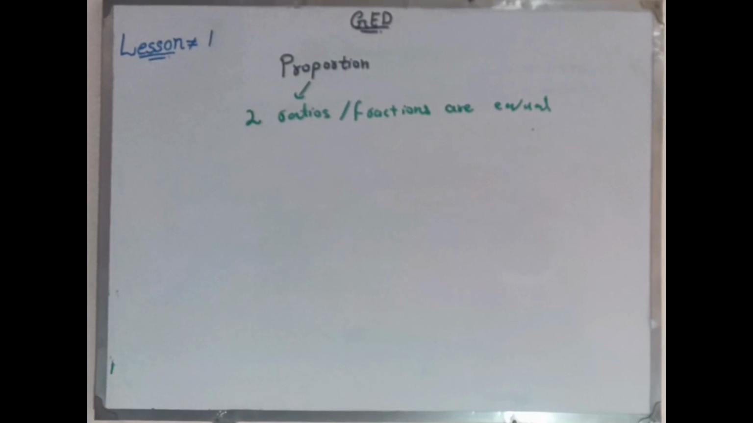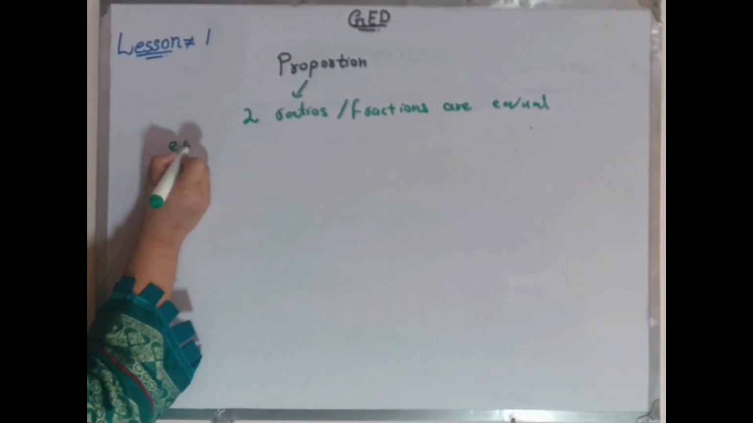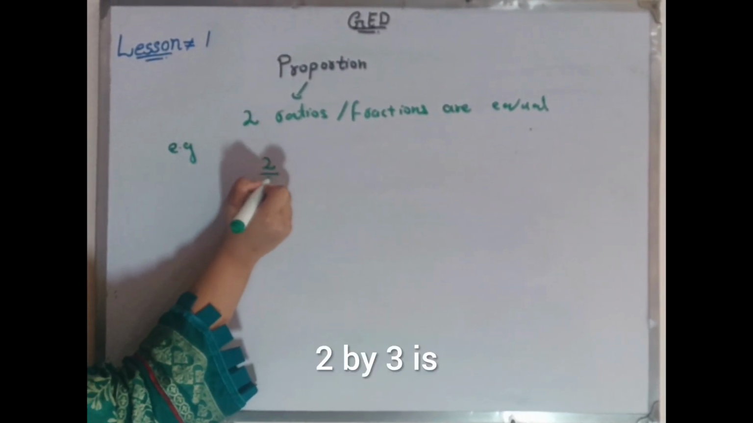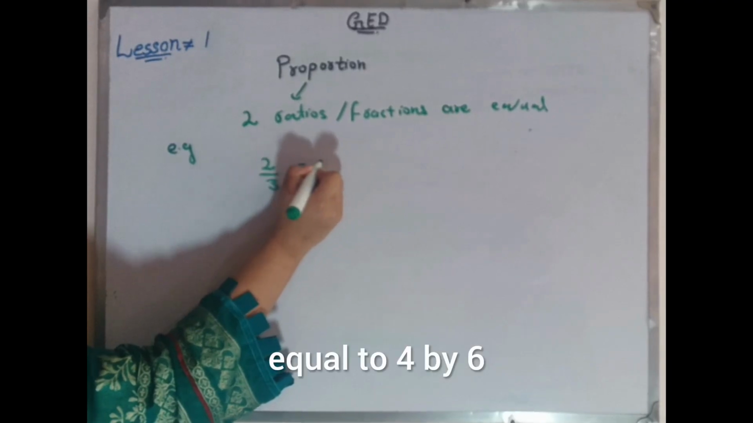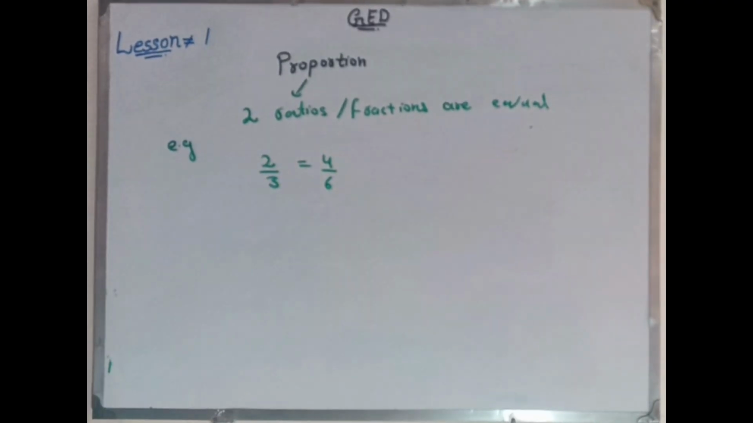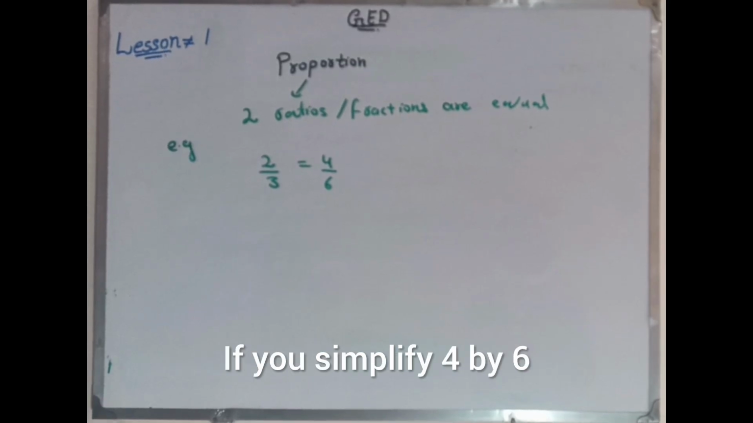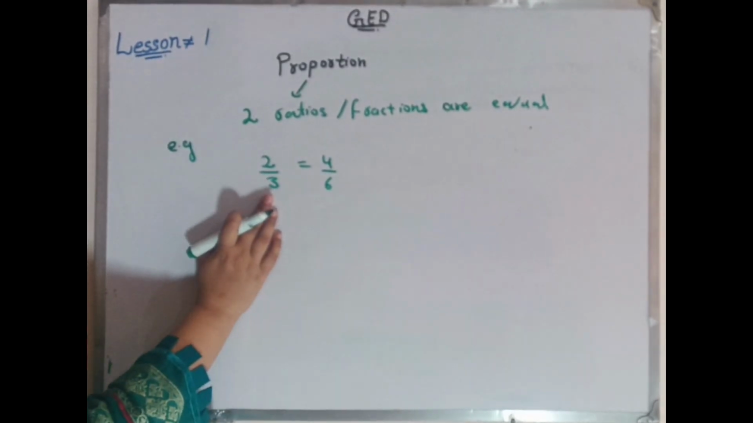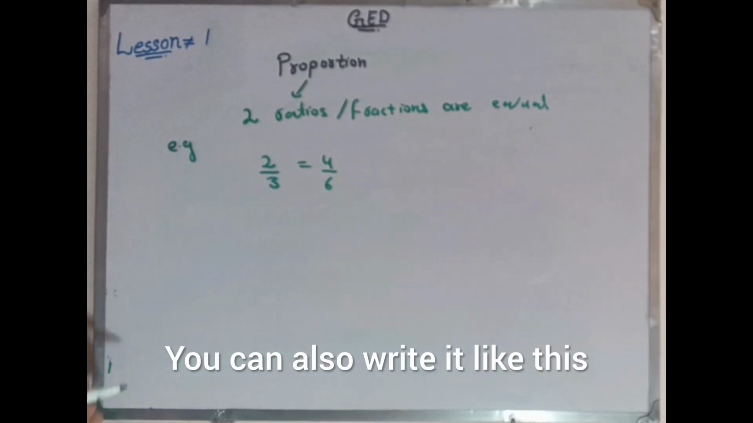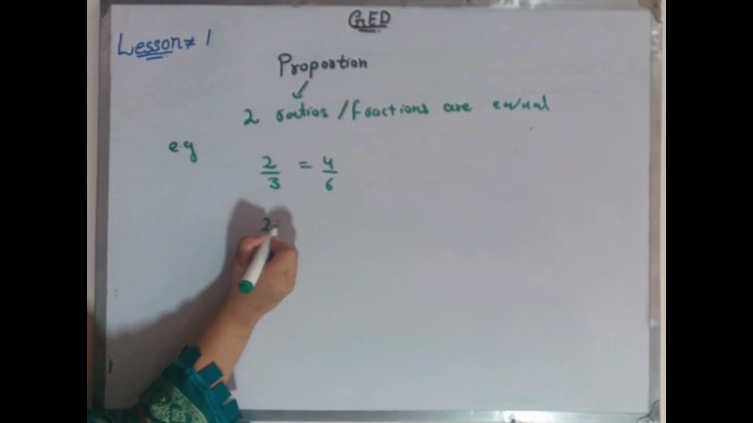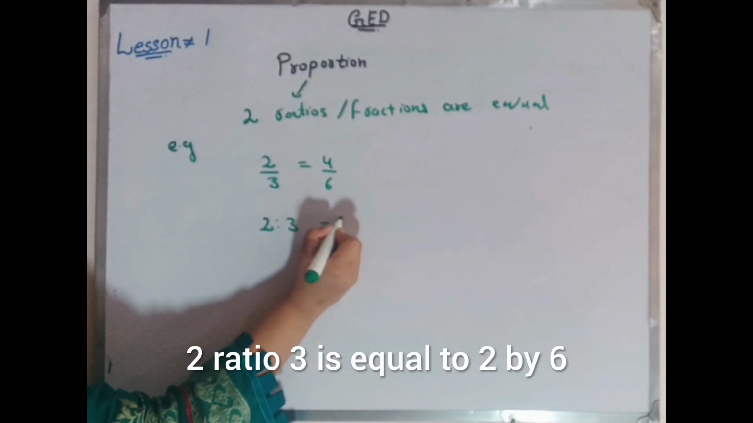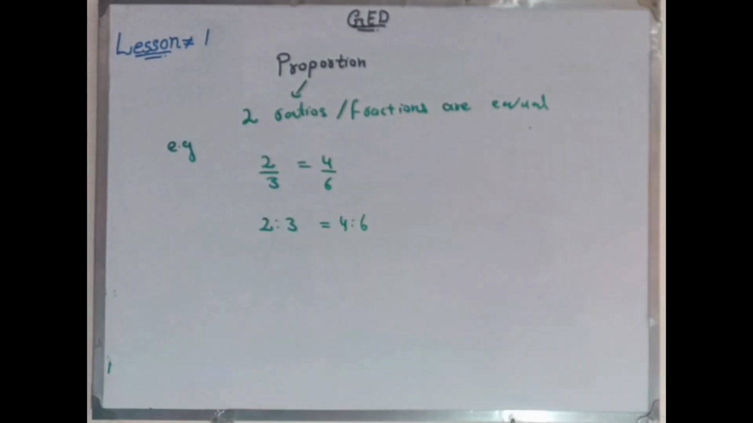For example, 2 by 3 is equal to 4 by 6. This is a proportion because the fractions are equal. If you simplify 4 over 6, it becomes 2 over 3. You can also write it like this: 2 ratio 3 is equal to 4 ratio 6.